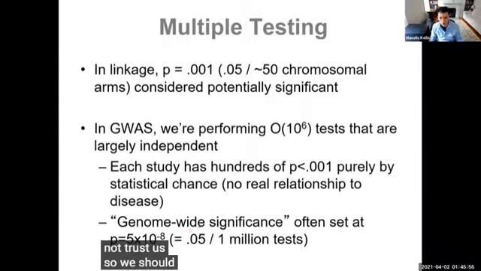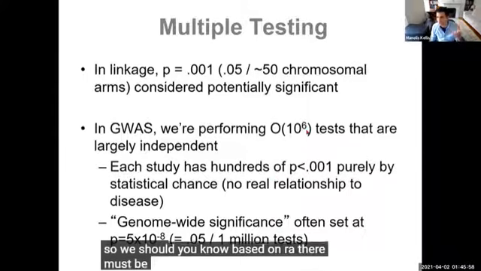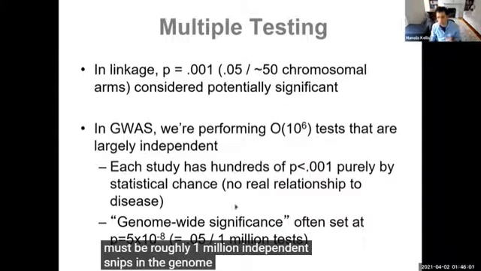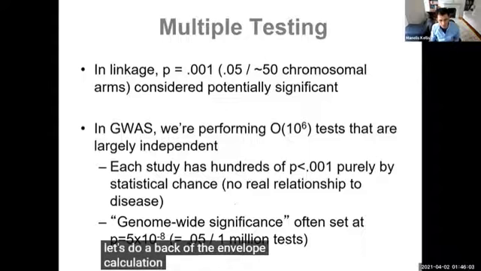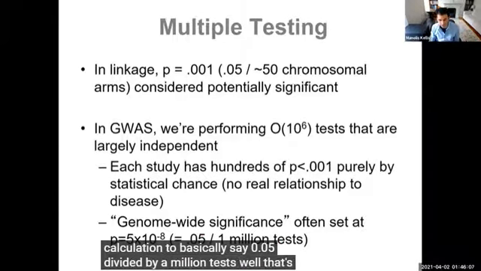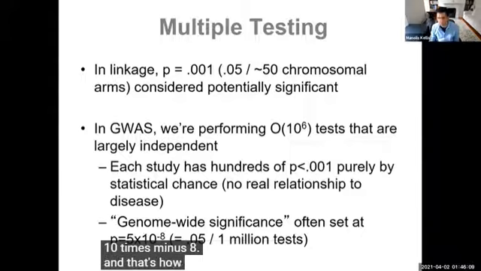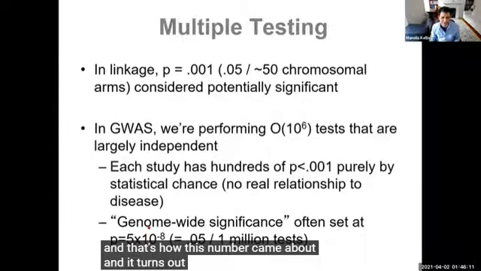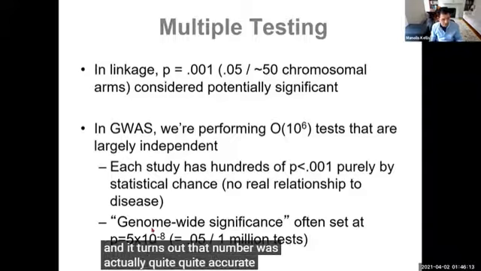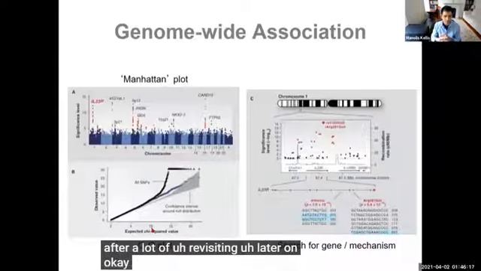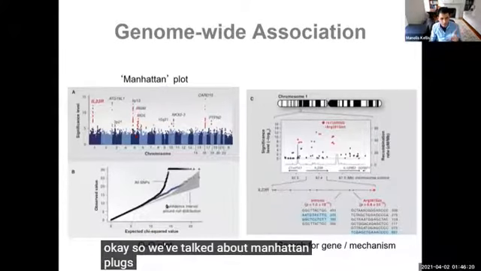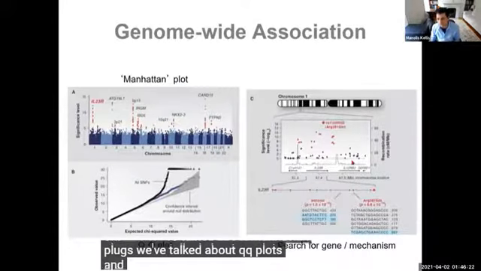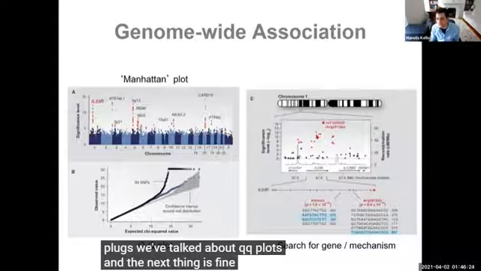So based on there being roughly 1 million independent SNPs in the genome, let's do a back of the envelope calculation: 0.05 divided by a million tests. Well, that's 5 times 10 to the minus 8. And that's how this number came about. And it turns out that number was actually quite accurate after a lot of revisiting later on. Okay. So we've talked about Manhattan plots. We've talked about QQ plots. And the next thing is fine mapping. Okay.